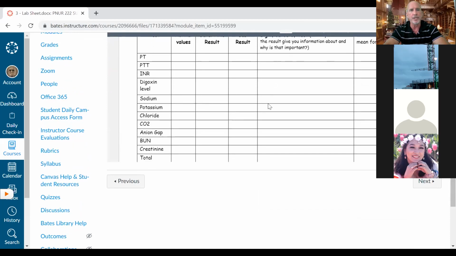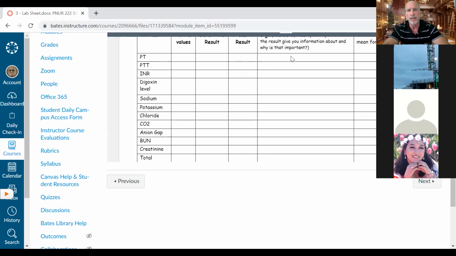And if your patient had a coagulation panel done on them, and I'm going to talk about that here in a minute with the PowerPoint. If they have a coagulation panel done on them, they're going to test their PT, their PTT, and their INR. So you'll want to put the normal values of that lab in here. You'll want to put the date and time of the lab result and what the patient's result was.